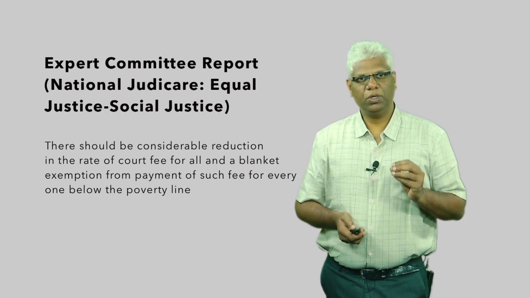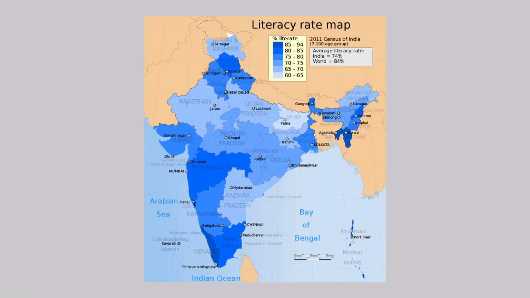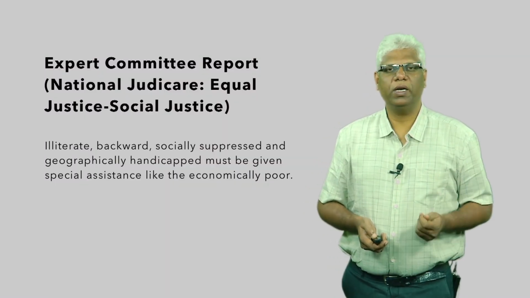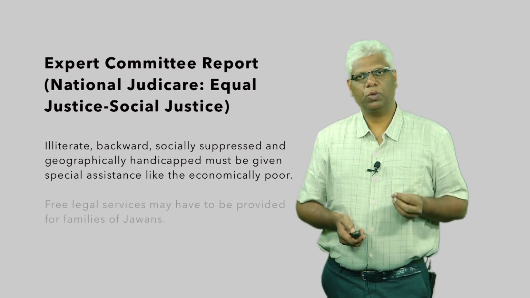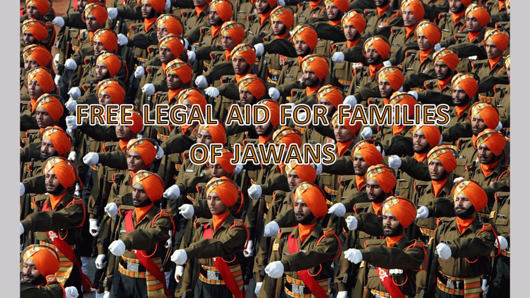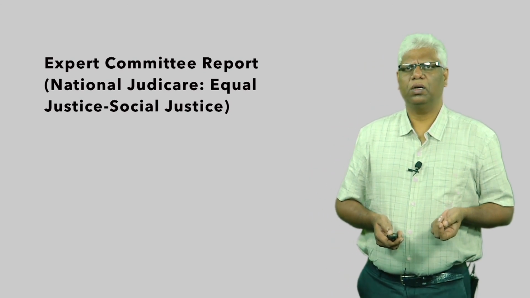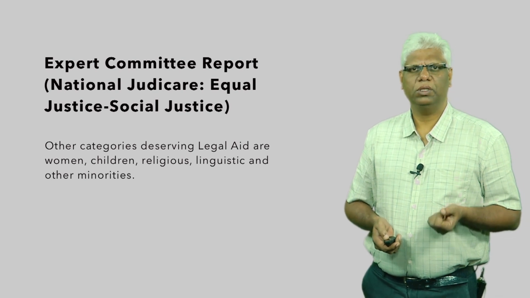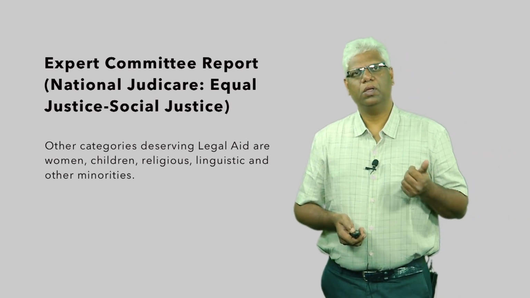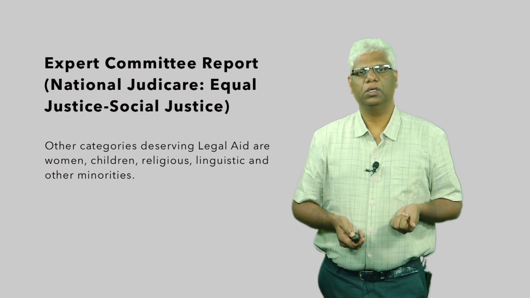Then the committee also looks at the illiterate, the backward, the socially suppressed and geographically handicapped people, who also should be provided with legal aid. And it also talks about providing free legal aid for the families of Jawans. It also identified several other categories who are entitled to legal aid, for example, women, children, even the minorities, both linguistic as well as religious minorities, who are entitled to this free legal aid.